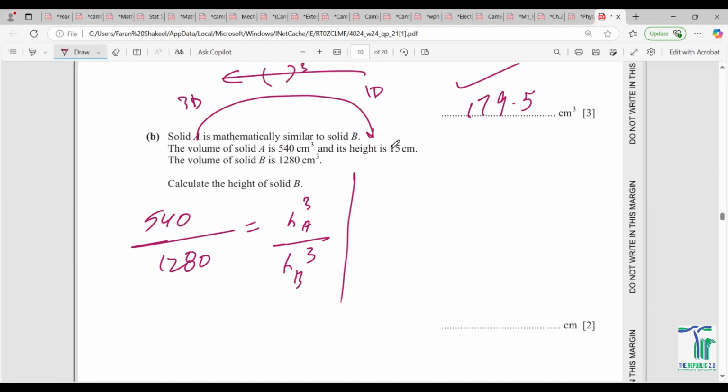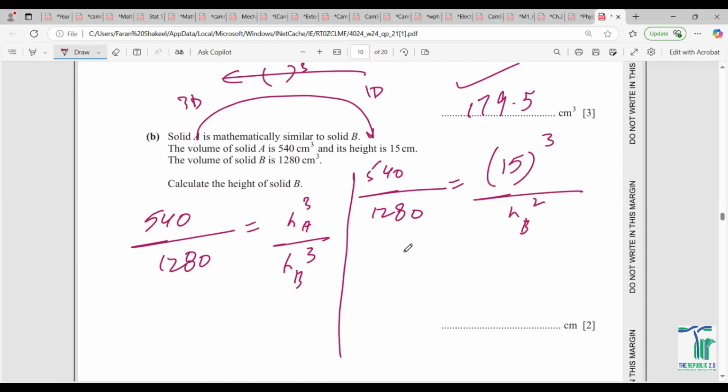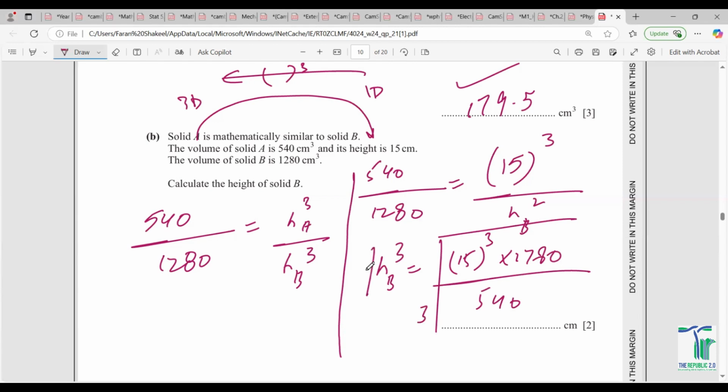So now I would have 540 divided by 1280 equals height of A, which was 15, cubed, divided by height of B cubed. And now if you want to calculate height of B cubed, that is going to be 15 cubed times 1280 divided by 540. Now you can just take the cube root as well. If you solve this, you get the final height, and the final height is going to be 20 centimeters.